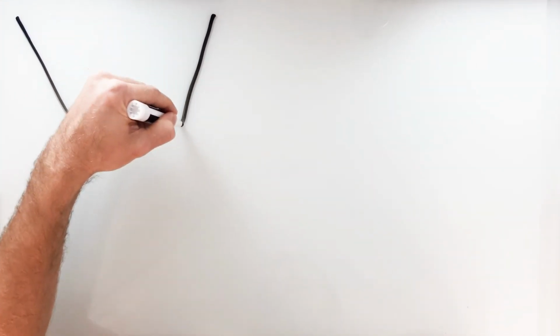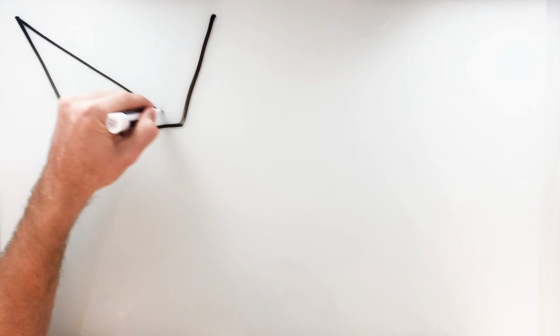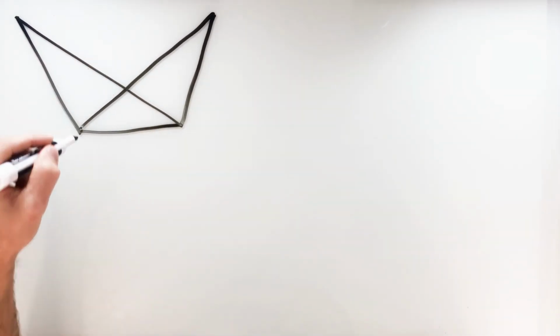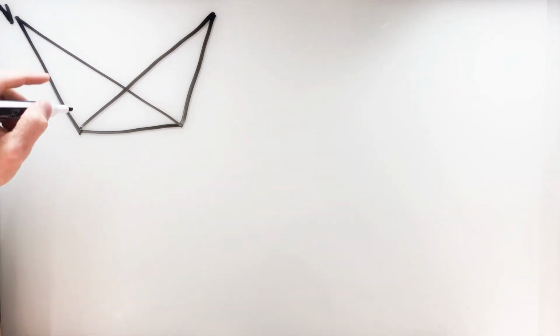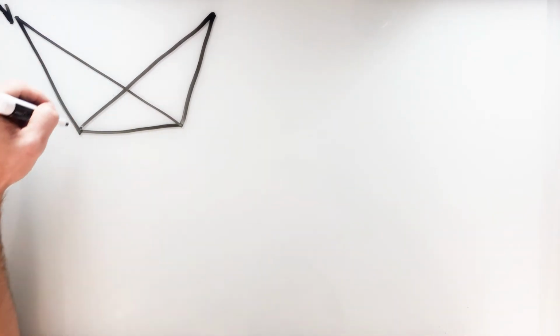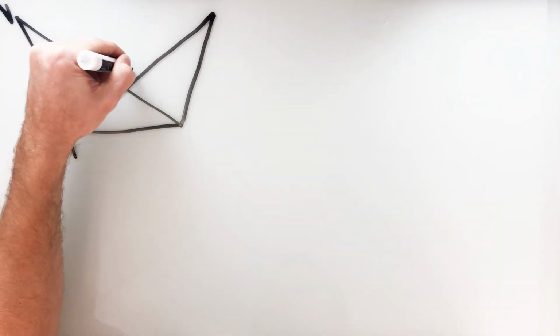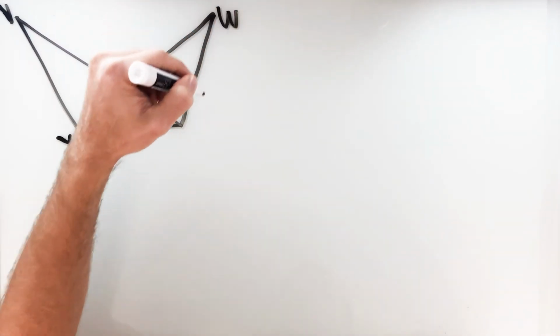Okay, try to make this one a little bit trickier. Okay, I see this situation happen a lot. Okay, what the heck do we have here? So we've got V, Y, Z, W, X.